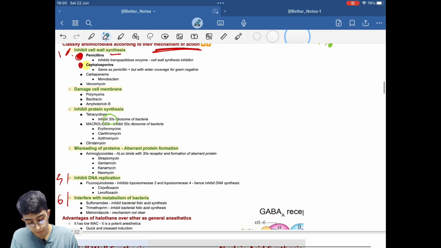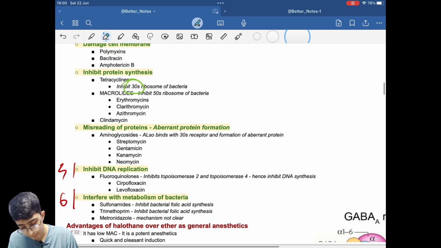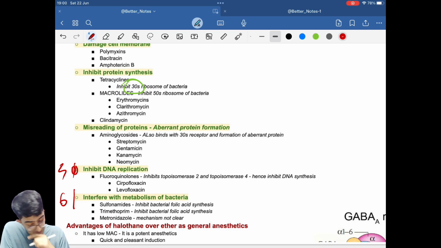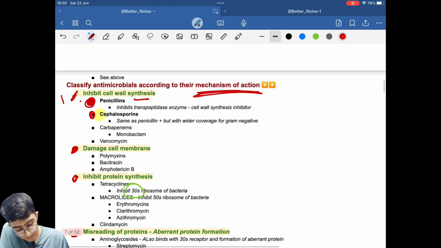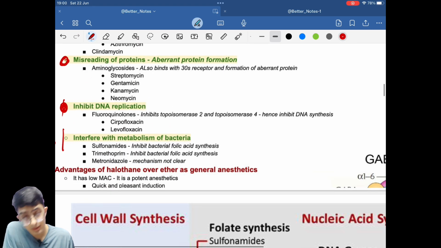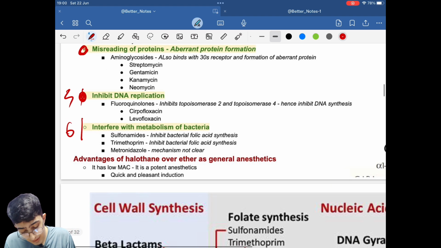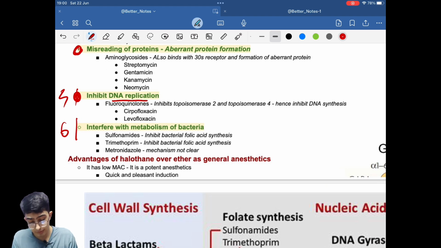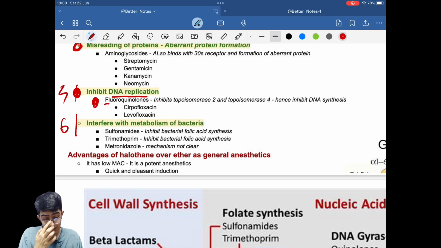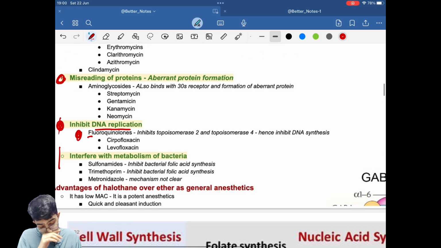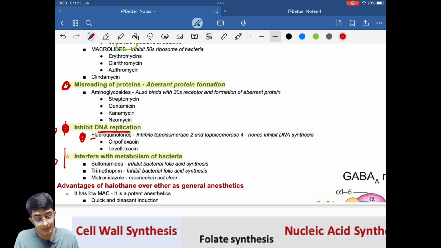Now another important group of drugs. Another important mechanism by which antibiotics work is by inhibiting DNA replication. The antibiotics that work by this mechanism are the fluoroquinolones. So how do fluoroquinolones work? They work by inhibiting DNA replication.